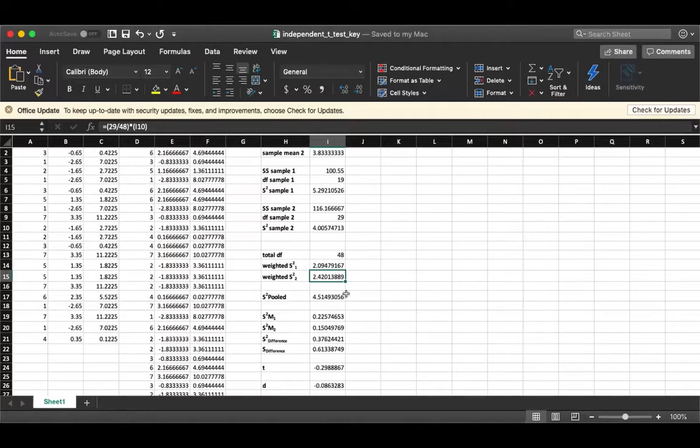And then finally, to get your S squared pooled, add those two values together. So that would be I14 plus I15 to get your pooled variance. Now let's move back to the PowerPoint slides.